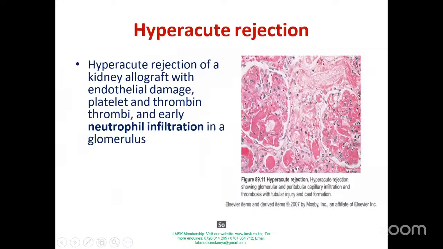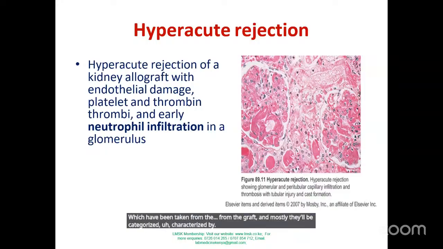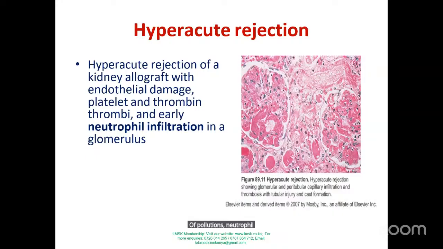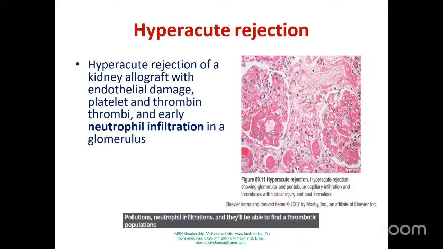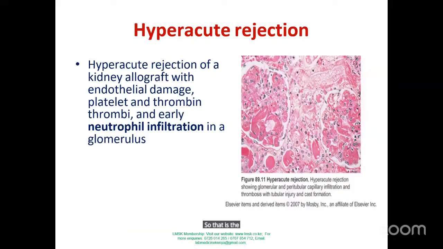If you do your examination at the lab, you look at the biopsy report taken from the graft, and mostly it will be characterized by occlusions and neutrophil infiltrations, and you will find thrombotic occlusions within the lumen of the blood vessels of the graft. That is the picture of the histology report, and this one was for the kidney.